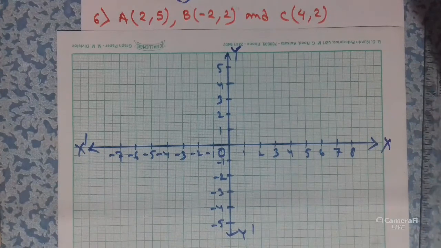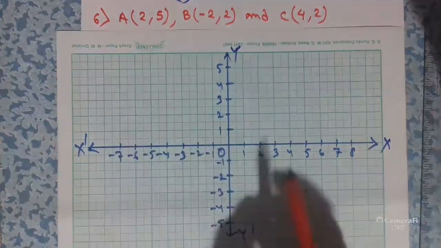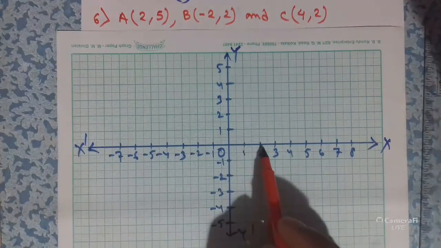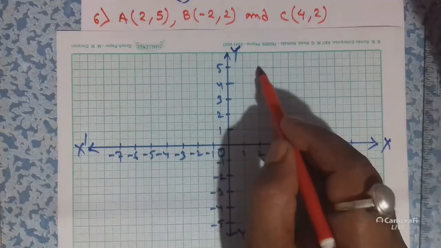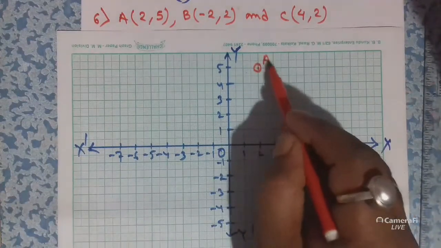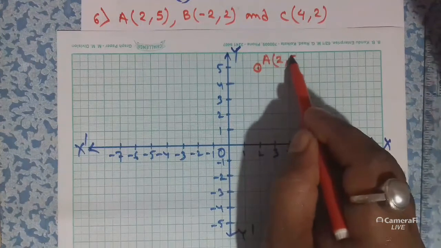Now we have to plot these points. So first point is A (2, 5). So that means x is 2, y is 5. So 2, and then 5: 1, 2, 3, 4, 5. This point is A (2, 5).